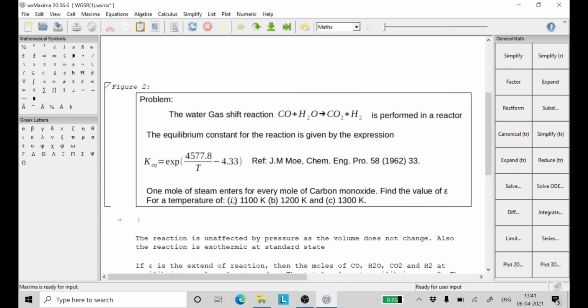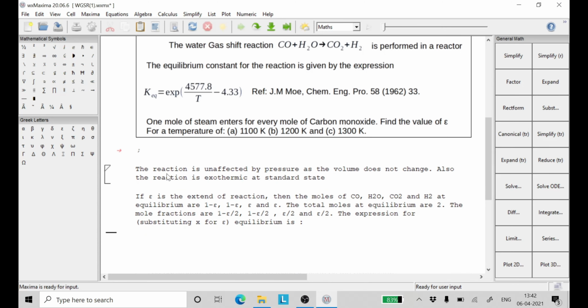We take a problem here. 1 mole of steam enters for every mole of carbon monoxide. Let's find the value of epsilon for a temperature of 1100, 1200 and 1300 Kelvin. Now, as we can see, the reaction will be unaffected by pressure as the volume does not change. That is, the total molarity of the reaction does not change. Also an information that the reaction is exothermic at standard state.